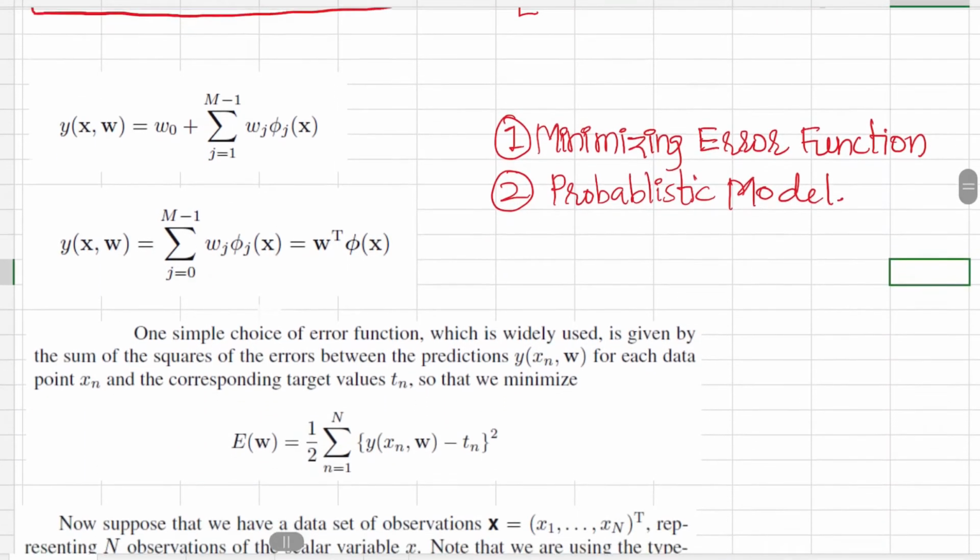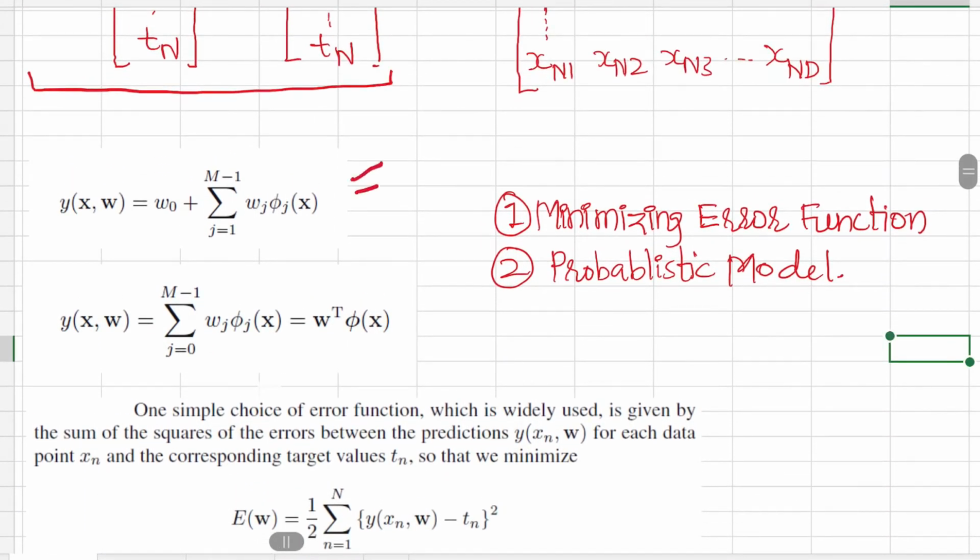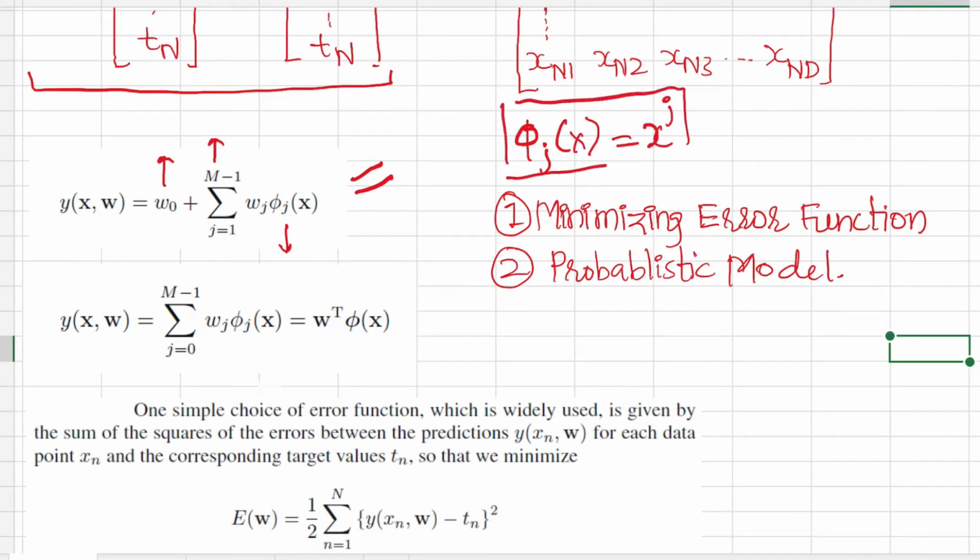We already talked about what our machine learning model looks like. So this would be the machine learning regression model. The w naught we call bias and m we call the order of the linear regression model. And here phi j of x is called the basis function. We have a number of different basis functions, and phi j of x equals x raised to the power j is the specific case for polynomial linear regression. We already talked about it in the last video.